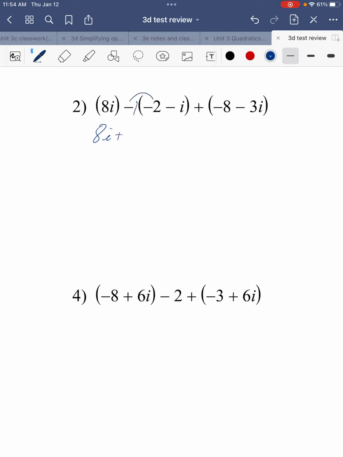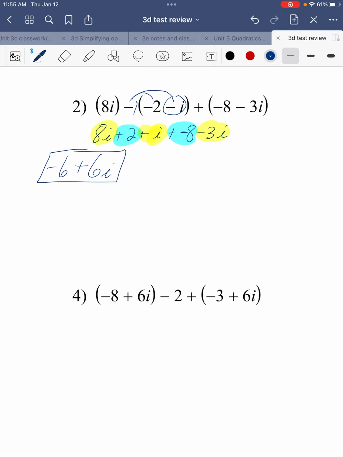Let's see, we don't need the parentheses of the first. We're going to distribute this negative in. Negative times a negative is a positive. Negative times a negative is a positive, so plus i. We don't need the next set of parentheses. And let's gather our like terms. We have i and i. Positive 2 plus a negative 8. So 8i plus one more i is 9i, minus 3i is 6i. And then 2 plus negative 8, or 2 minus 8 is negative 6. You always write the real number first, and that 6i is positive, so it'll be plus.